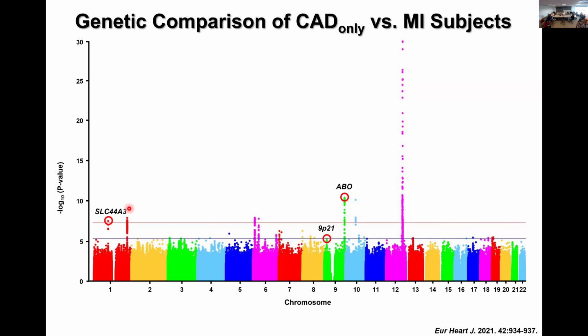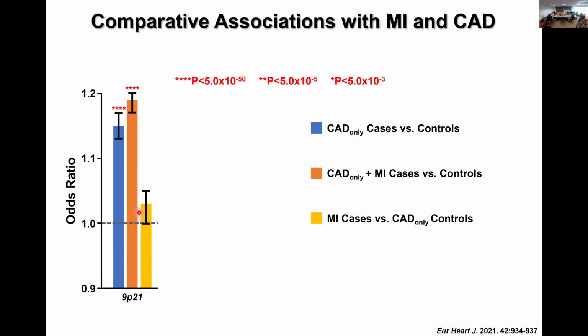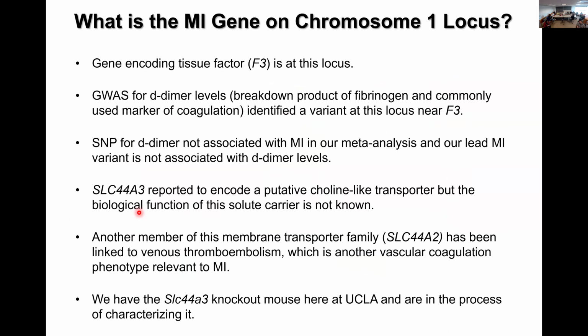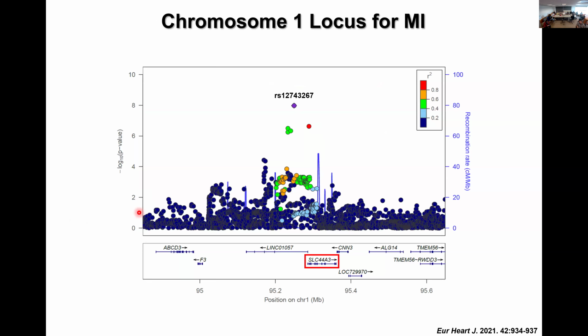And then there's this locus way over here on chromosome 1 where this gene is SLC44A3. We focused on this for a variety of reasons. I'm not going to get into it, but we just said, okay, let's just look at this locus. One of the things that we did, if I could just show you. If we zoom in on that region, you could see that this is the lead SNP. And the reason that we picked SLC44A3 is because the SNP is directly upstream of SLC44A3. So it is associated with SLC44A3 expression.